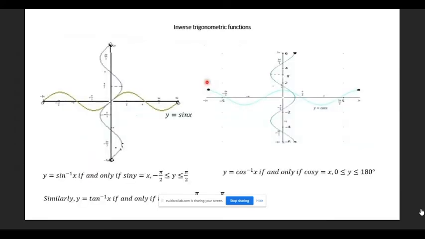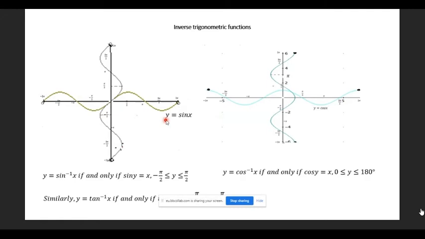Now, our topic here basically is inverse trigonometric functions. Now, there is an element of inverse and there is an element of function.